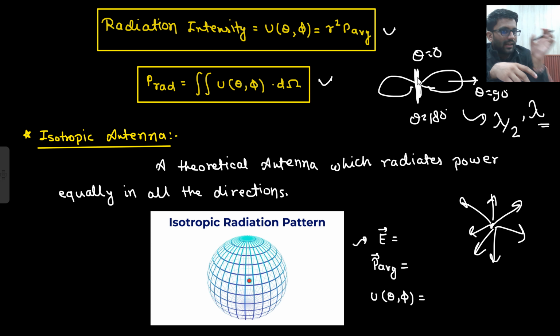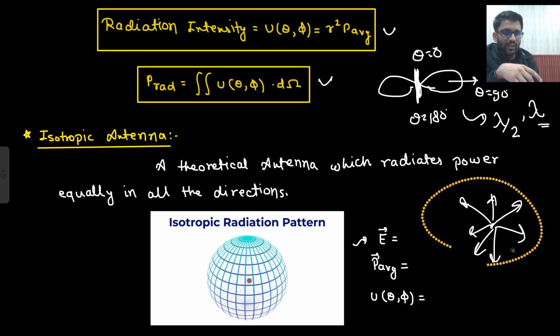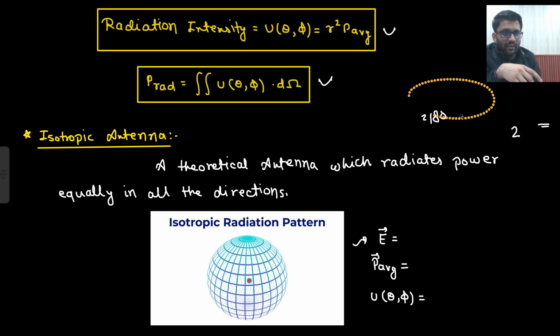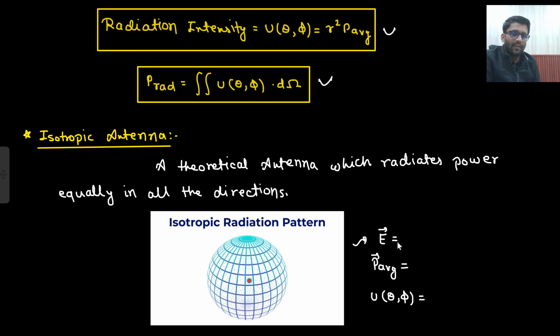So if in your question isotropic antenna is written, then you will think that it is radiating equally in all the direction. So can you let me know one thing? Here the electric field will be a function of theta or phi? Will the electric field be a function of theta and phi?